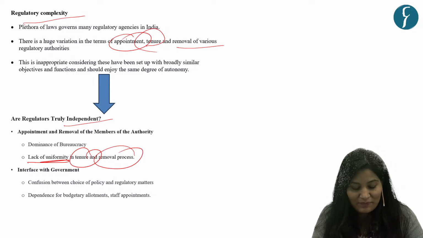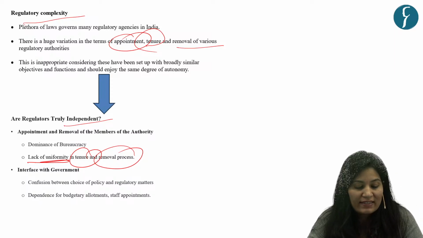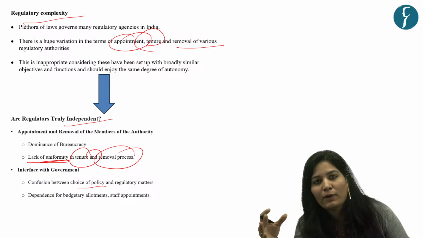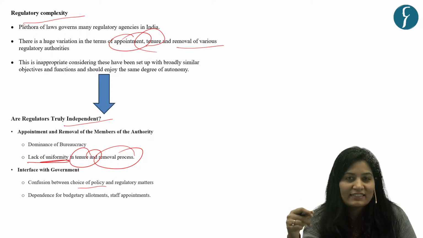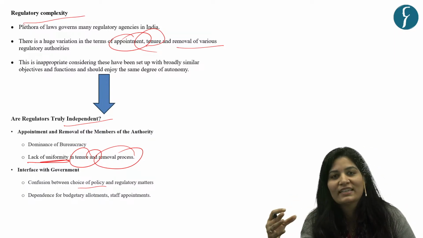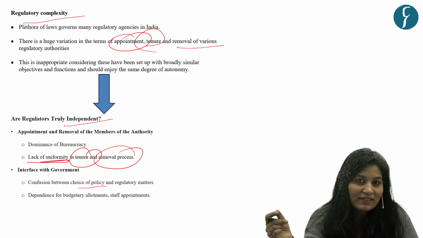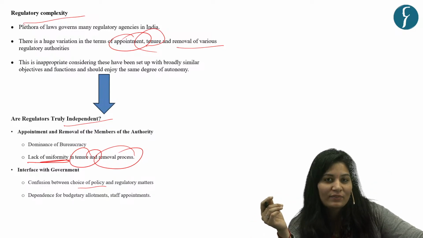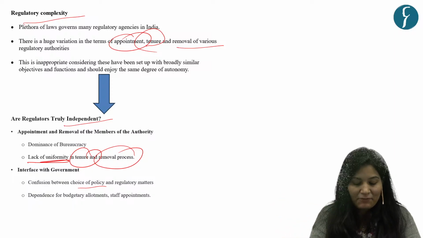Come to the next challenge: interface with government. There's a confusion between the choice of policy and regulator matters. There's a confusion whether the regulator should pursue government policy or follow the task he is entrusted with. Let's understand this with an example. Government policy is to extend digital penetration, and the regulator's role is to promote net neutrality. So there is a clash whether he should go with the government agenda or do what he is meant to do. That is interface with government.